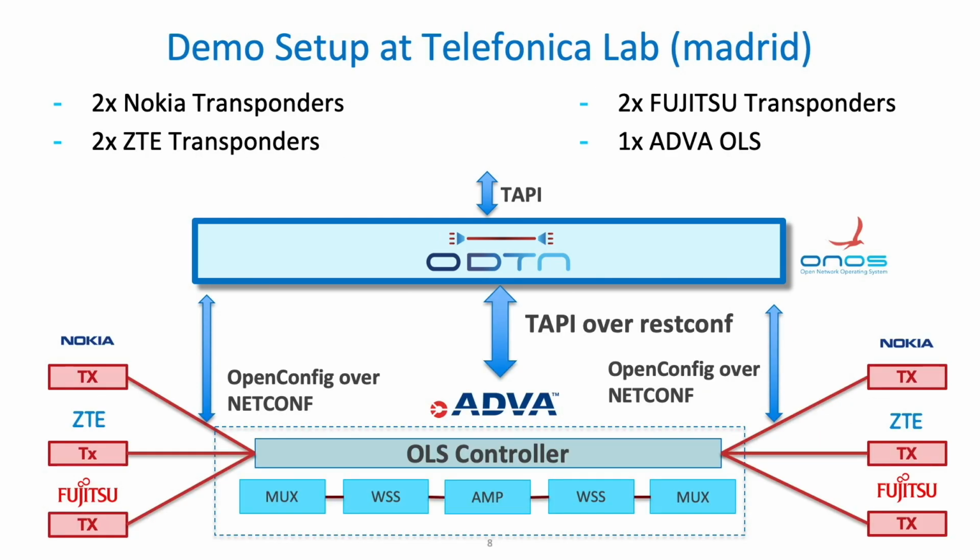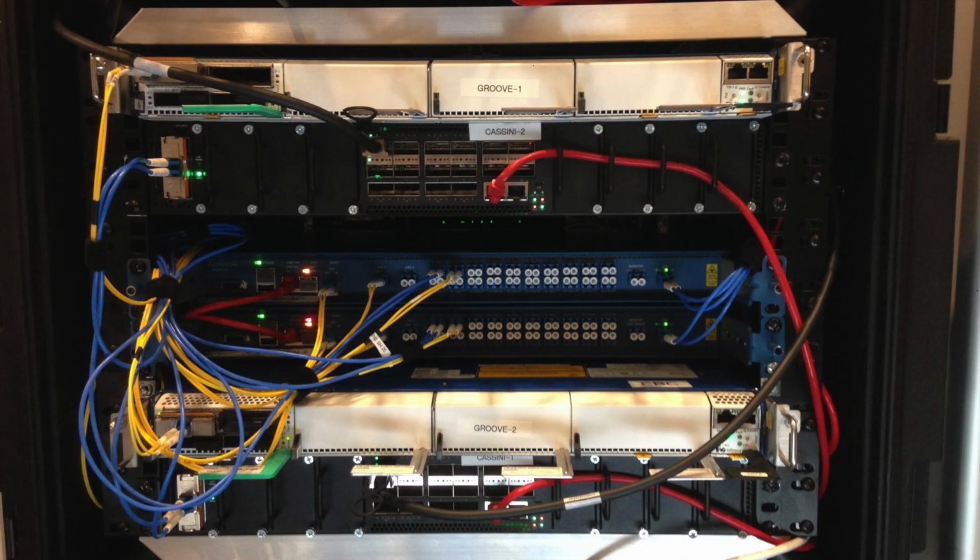Over at the Telefonica setup in Madrid, we had two NOKIA transponders, two ZTE transponders, two Fujitsu transponders, and an Adva open line system. This is the rack that has been used for the ONF Connect demo. On the top and the bottom, there are the four transponders, while in the middle, there are the two ROADMs.